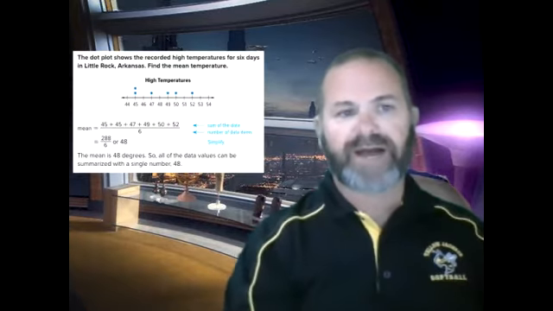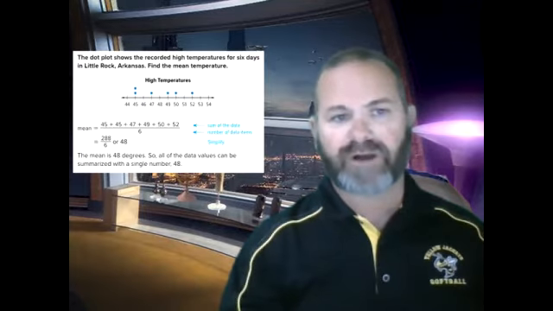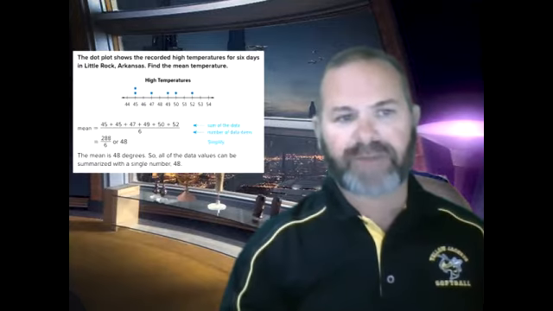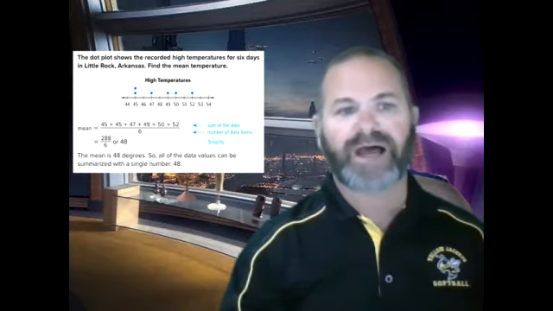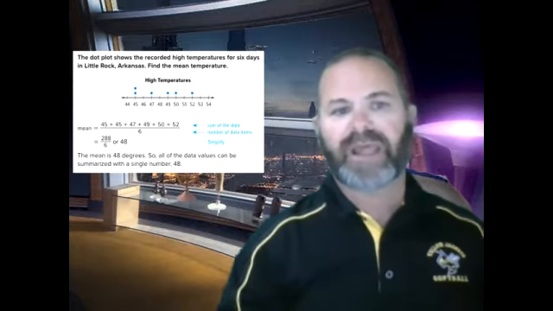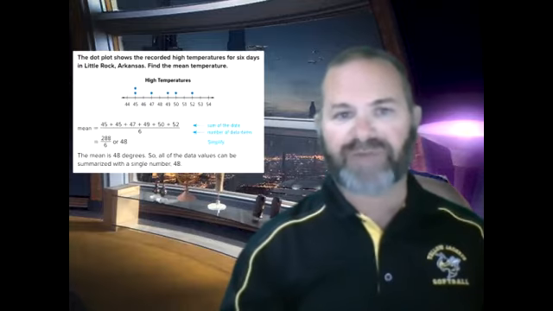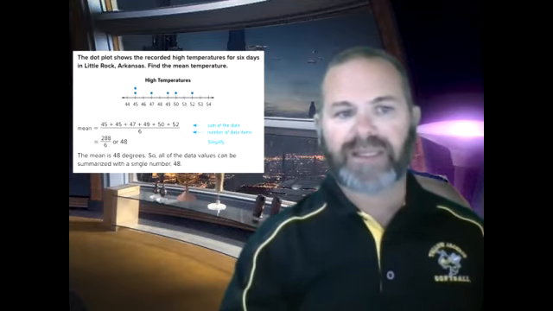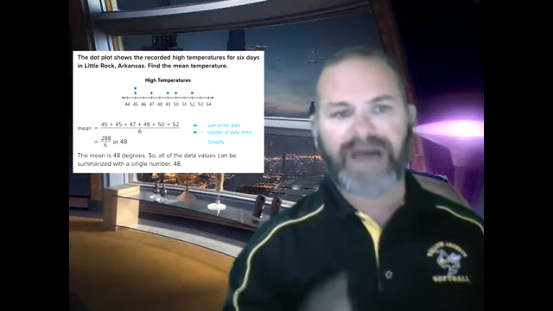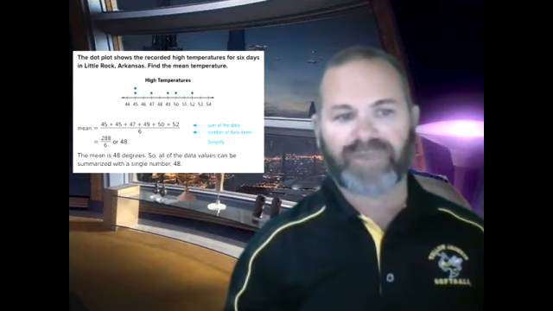If we look at this dot plot that shows the high temperatures for 6 days in Little Rock, Arkansas, we're asked to find the mean temperature. Notice on the dot plot that you have two dots at 45, one dot at 47, one dot at 49, one at 50, and one at 52. Each one of those dots represents a data value. So if we take each one of those data values and add them together and then divide by the total number of data values there are, that gives us the mean or the average.